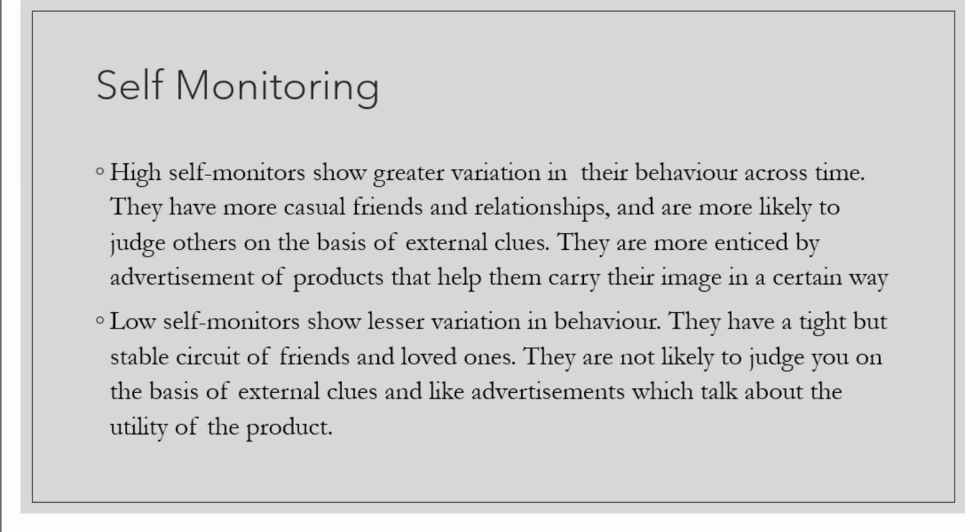Intuitively, a person with high self-monitoring would show greater variation in their behavior because they will always try to adapt to social situations. They are prone to more casual but shallow relationships and are more likely to judge a person on the basis of how the other person presents himself. They like advertisements which talk of products helping them appear a certain way in a certain situation. If owning a trimmer is associated with having a pretty girlfriend in an advertisement, they want it simply to appear as if they have a pretty girlfriend.